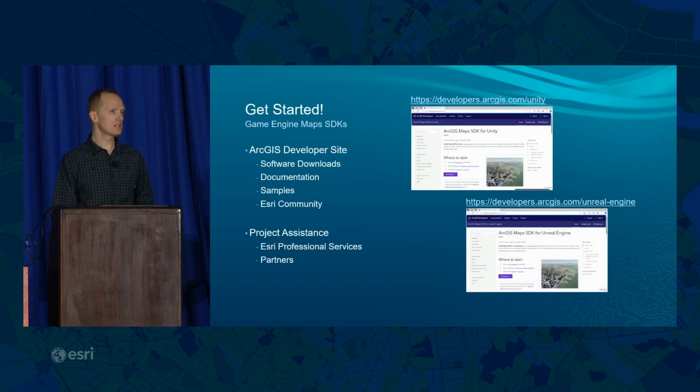And then how do you get started? So Zach showed how you go to the ArcGIS developer site. You can download both our SDK for Unity or SDK for Unreal Engine from the developer site. Zach also talked about how the SDK for Unity is available from the Unity Asset Store. That provides the most streamlined workflow to bring it into the Unity IDE.